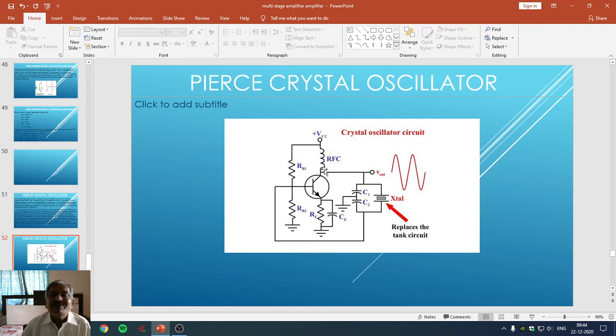Its role is to protect the transistor against high frequency current, and it avoids damage to the transistor from that radio frequency current. Capacitor C acts as an emitter bypass capacitor. It bypasses the AC component to the ground.